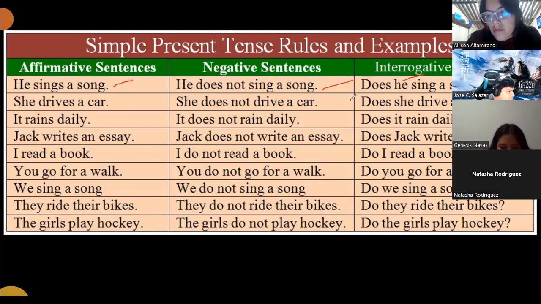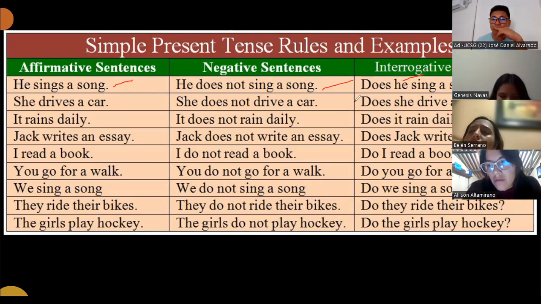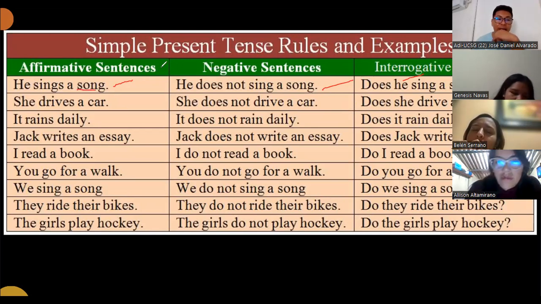What does it mean? He sings a song. Any idea? Ella canta una canción. Exactly. Thank you very much, Belén. Él canta, el verbo sing, cantar, y song es canción. Él canta una canción. That is affirmative.